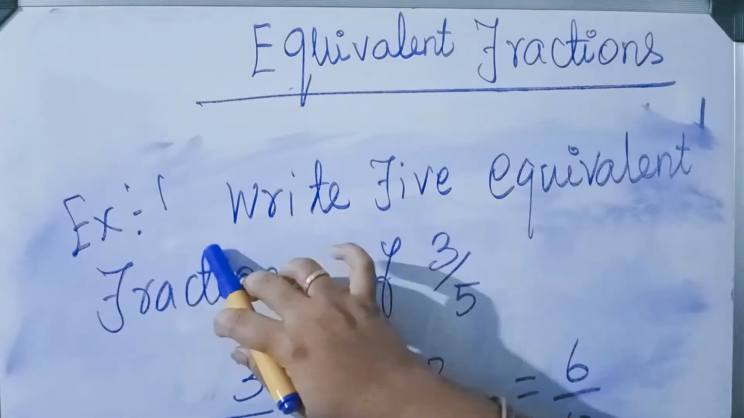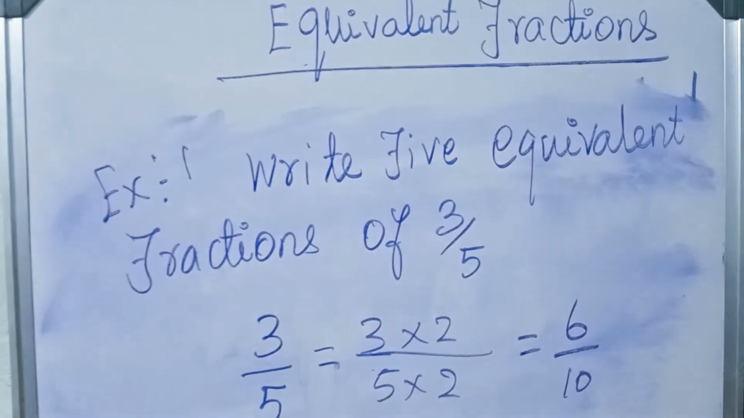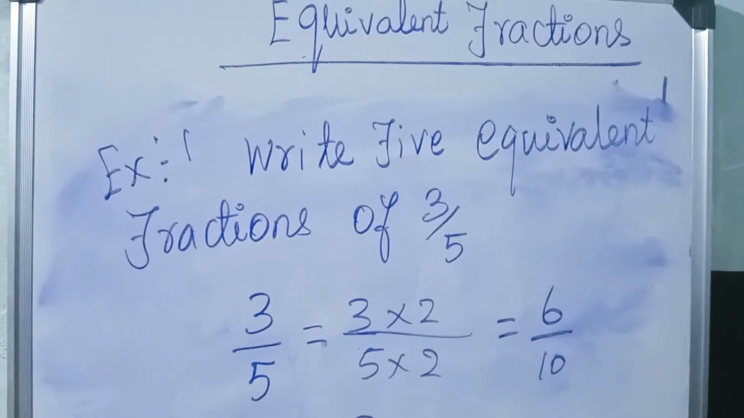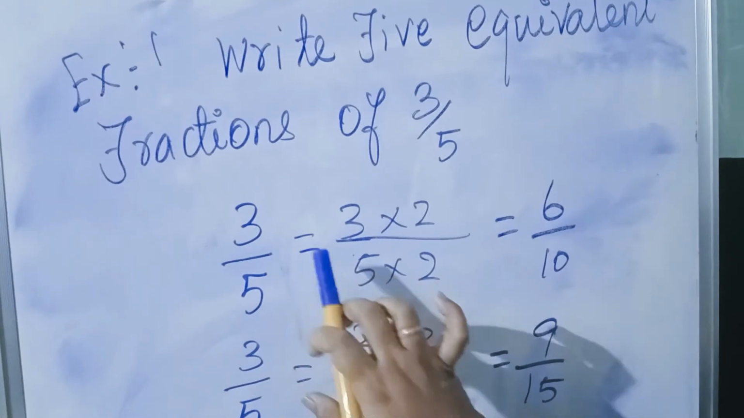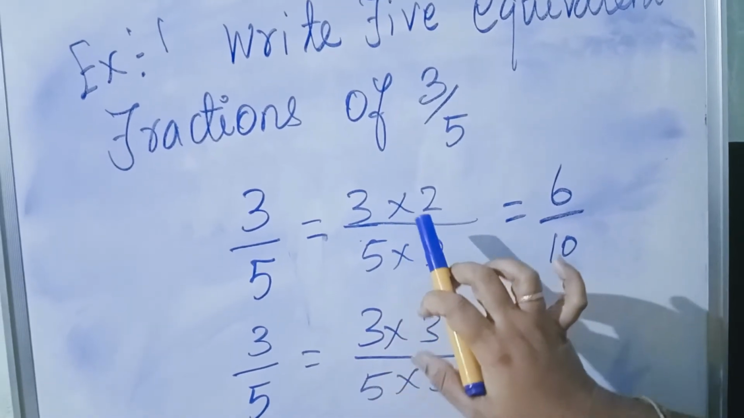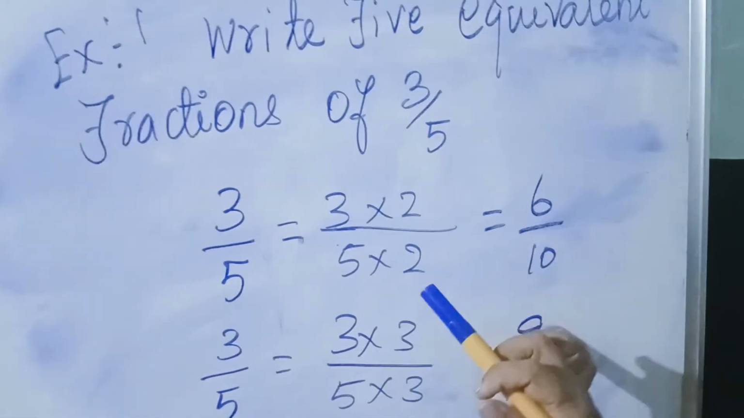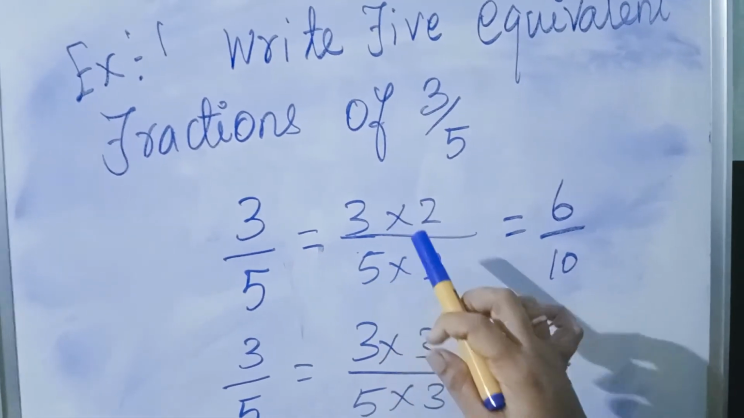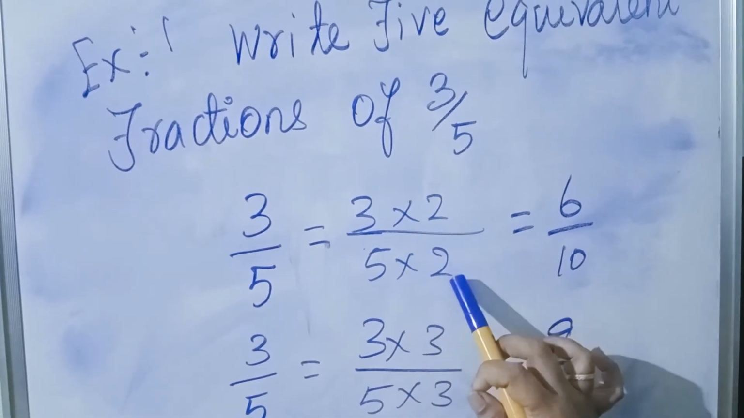Example sum: write 5 equivalent fractions of 3/5. This is the question. Now we are going to find the equivalent fractions. 5 equivalent fractions. I told you to multiply numerator and denominator by the same number. So 3/5, multiply by 2. So 3 multiply 2 over 5 multiply 2.